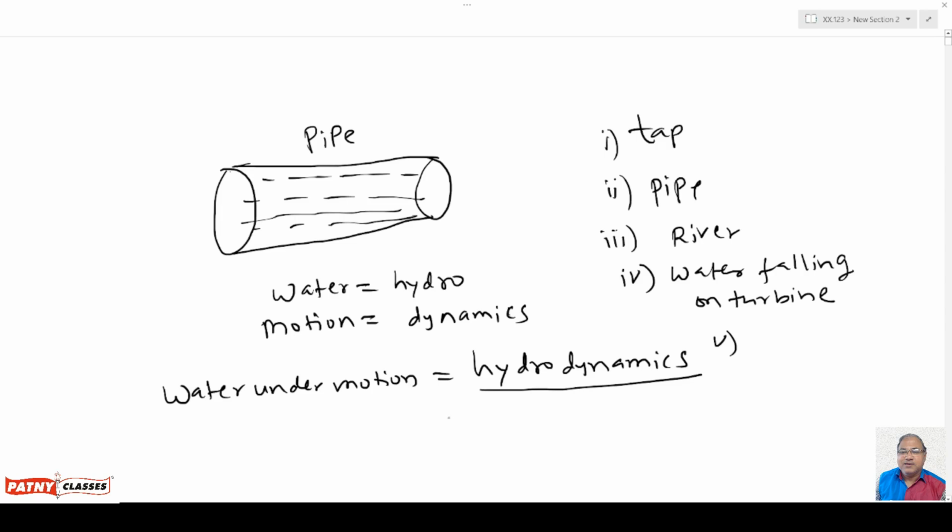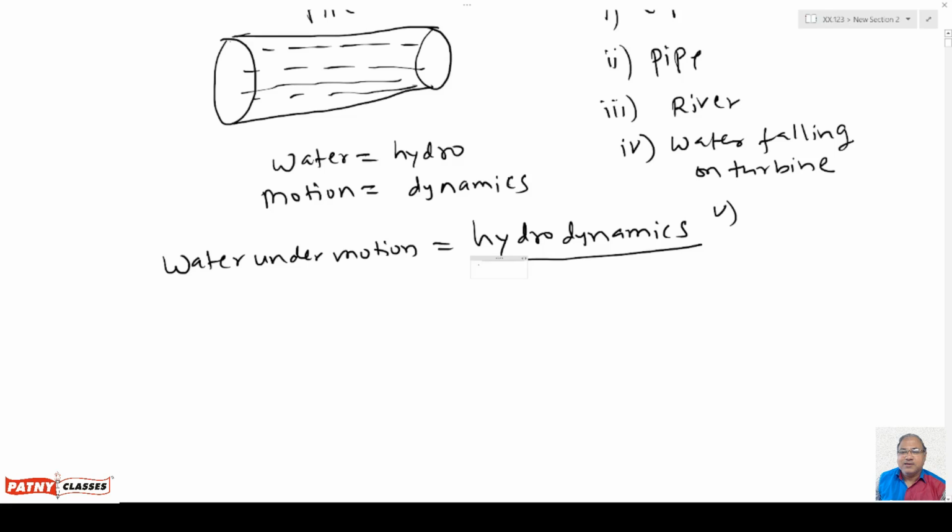Wherever the water is flowing, through the pipe, through the tap, through a river, through the canal, and you are studying about the speed of the water, pressure of the water, impact of the water, everything you are studying about the motion of the water, then that study comes under hydrodynamics.